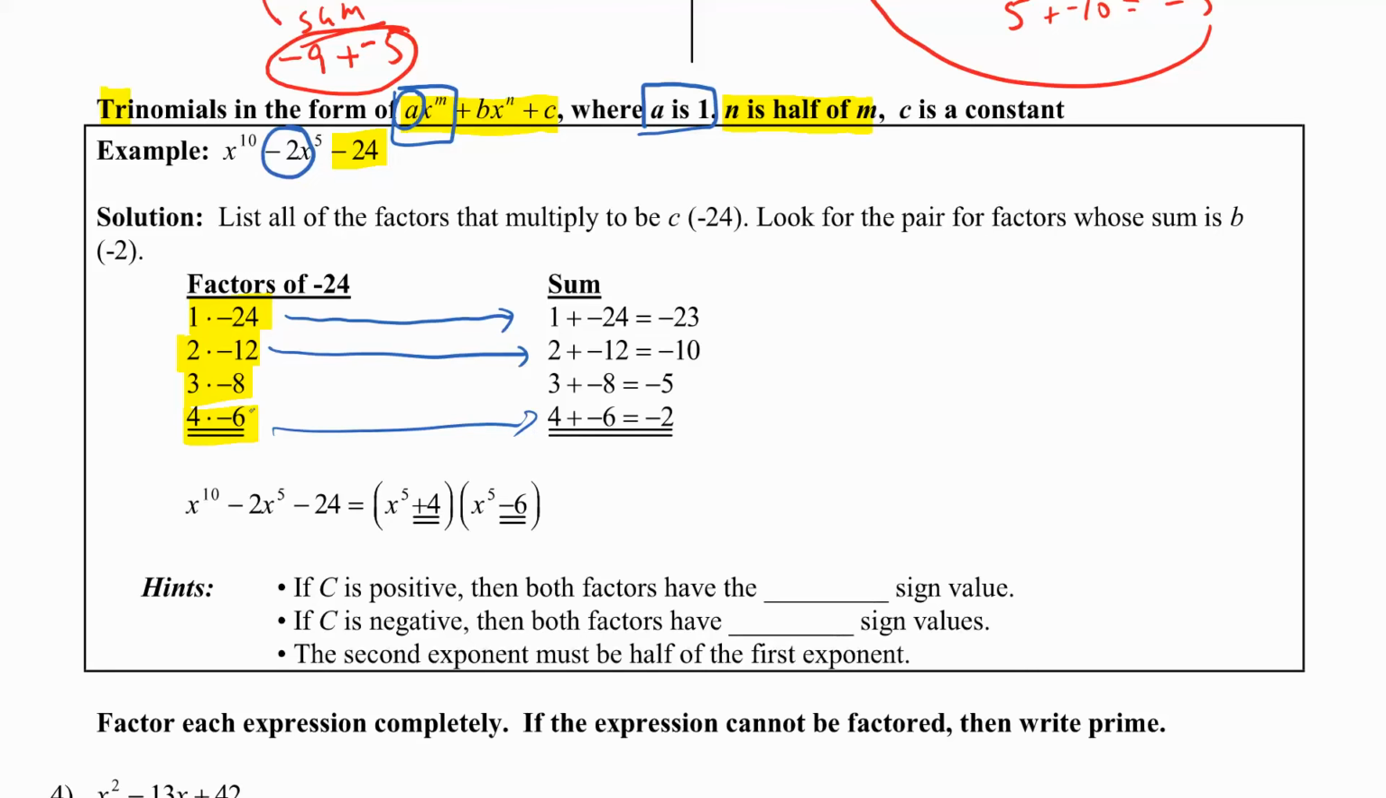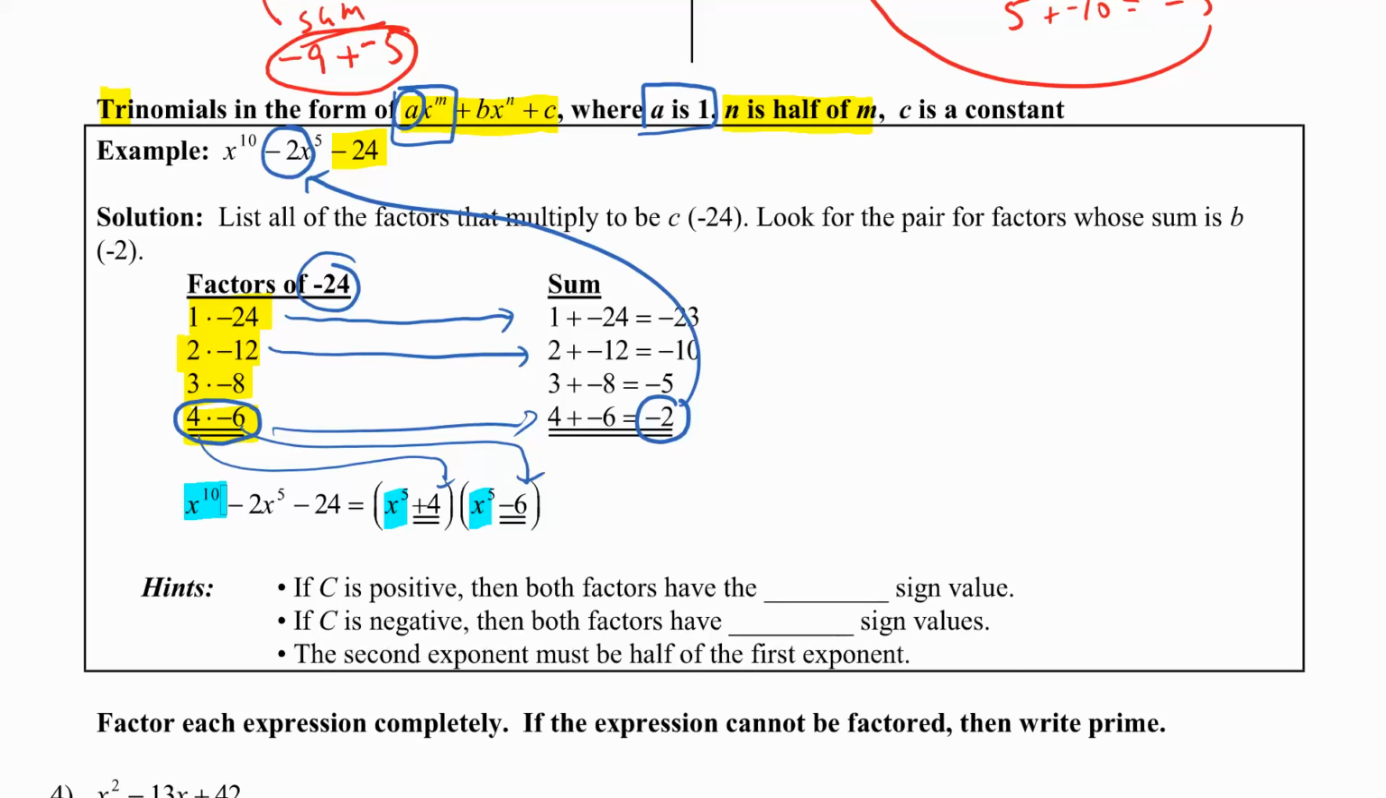So 4 times negative 6 multiply to be negative 24, and they add up to be negative 2, and that's this right here. Those are our two numbers that we'll use in our factors. We just bring them down right there. And for the first x's, we have to multiply two things to get x to the 10th, so we're really splitting those into two equal groups. x to the 5th times x to the 5th is x to the 10th.